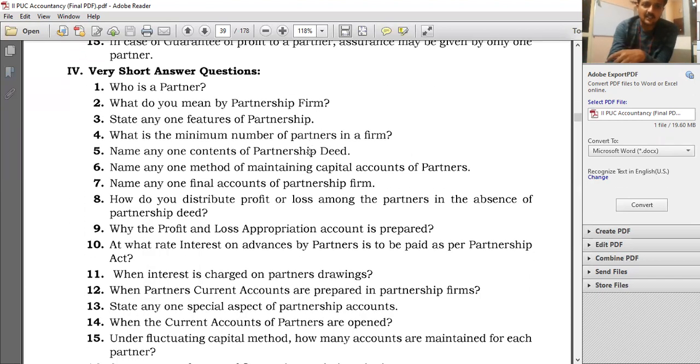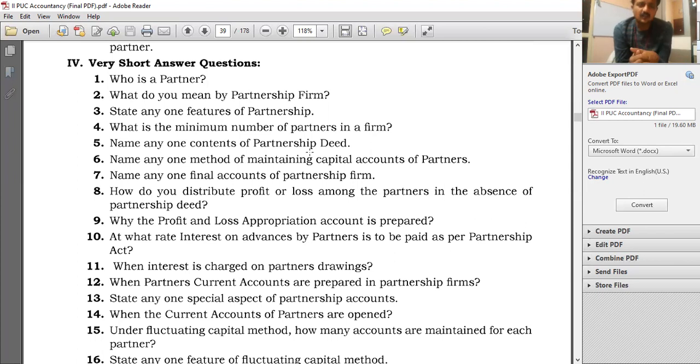Next, very short answers. Who is a partner? One who is a member in the partnership firm is called a partner, right? Then one who carries on a business of partnership is called a partner. Then what is the minimum number of partners in a firm? Two. It's very simple. Name any one content. They may ask this. You can write name, address, whatever you like. Name any one final accounts of partnership: trading and profit and loss account, profit and loss appropriation account. How do you distribute profit or loss among the partners in the absence of a partnership deed? This is a very important question. It will be distributed equally.